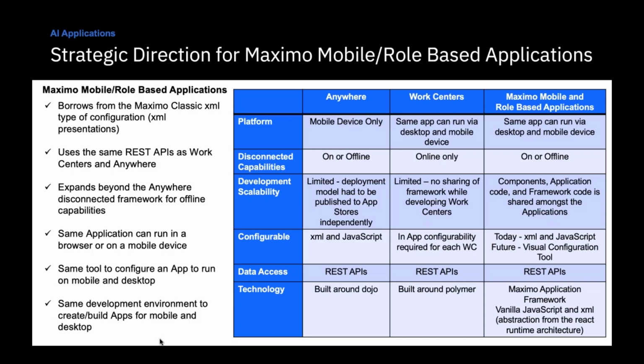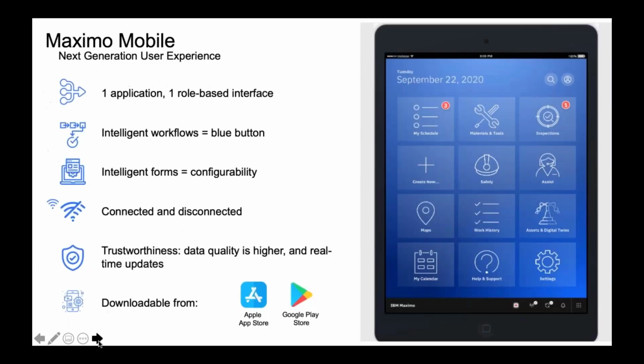So a bit of a history lesson here, and why we took the strategic direction into Maximo Mobile and role-based applications. It's really building on the foundation that we learned about through our classic implementations, through Anywhere, through work centers, and now building an actual Maximo application framework for all of these new applications that are going into Manage in the future. So Maximo Mobile was the first built around this application framework for Manage within the application suite itself.